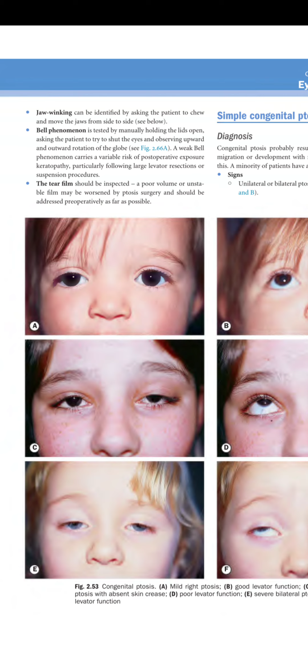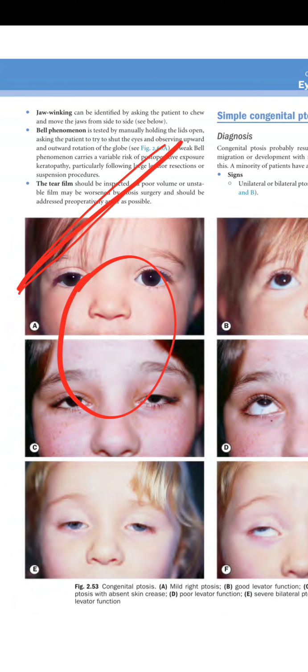So how do we perform it? We manually open both eyelids with our hand, for example with the thumb, and ask the patient to close his eyes forcefully. And what will happen? The eye will move outward and upward. So this is the Bell's phenomenon. And when it is poor, there is a risk of exposure keratopathy after the ptosis surgery.